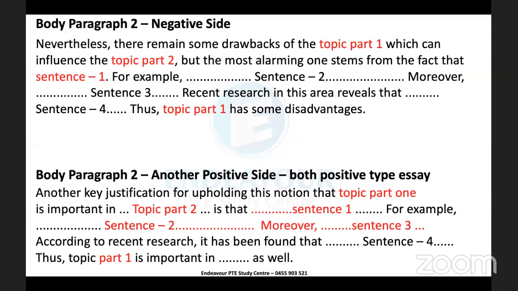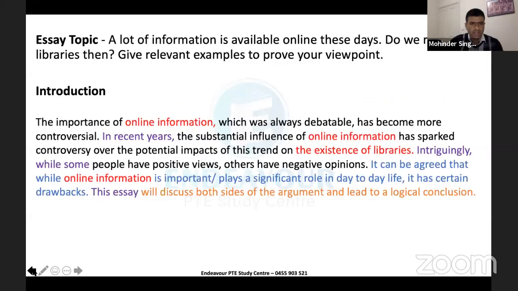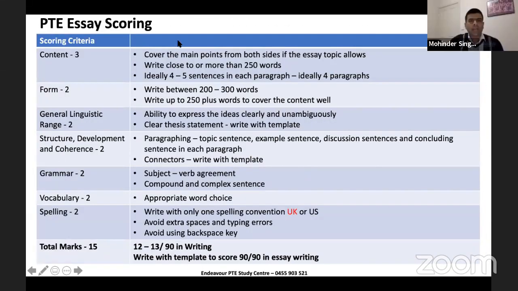Does it affect the score if we only choose one side, like either positive or negative? Because if we use the negative side, there's a possibility the PTE score is high. Very good question. Let's go back to the scoring criteria slide. Now this is your question. I'm going to discuss a few things when it comes to answering that question.